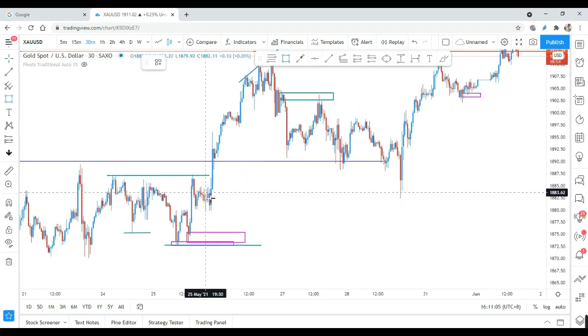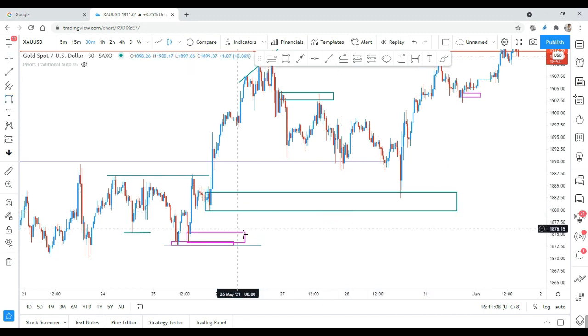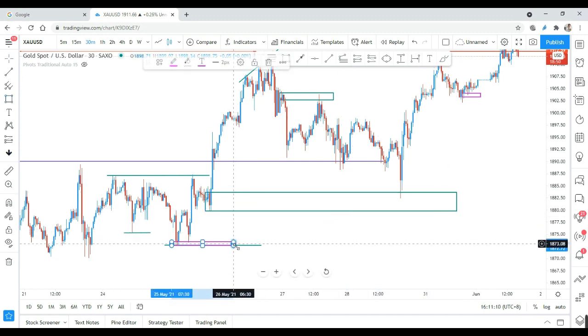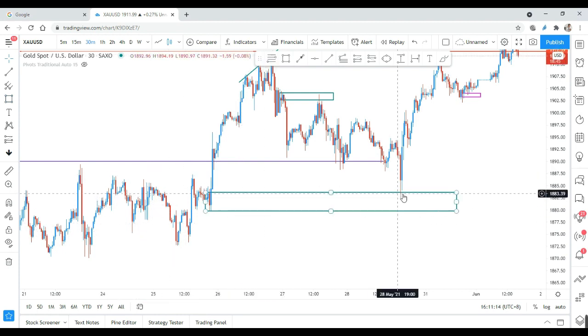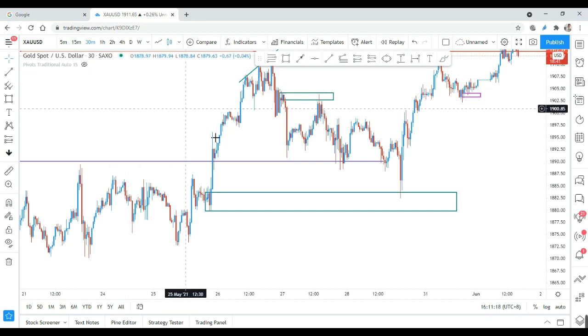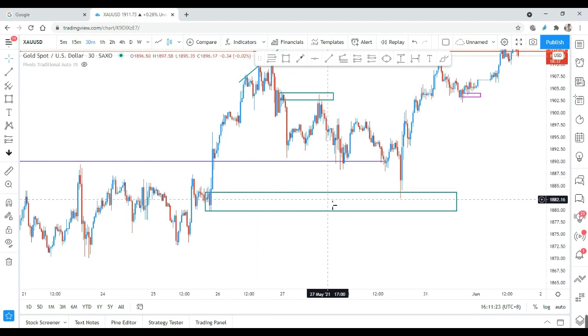Fresh zone over here. Let's get all this previous analysis out. Fresh zone, if you go to a lower time frame, you might have a sniper entry. It's up to you. I'm not going to go into sniper entry today. So you have a fresh zone, right?